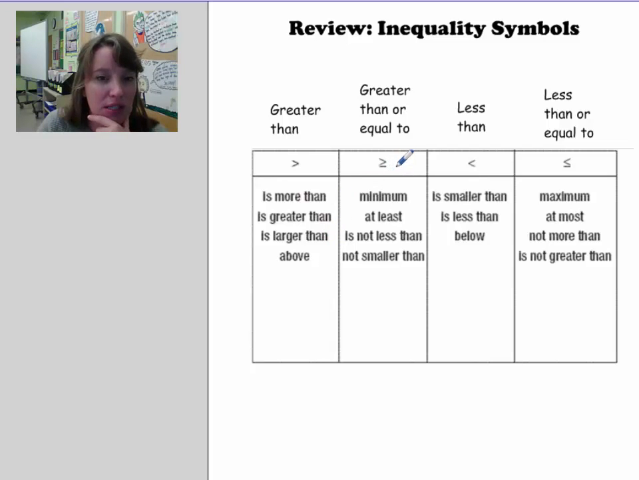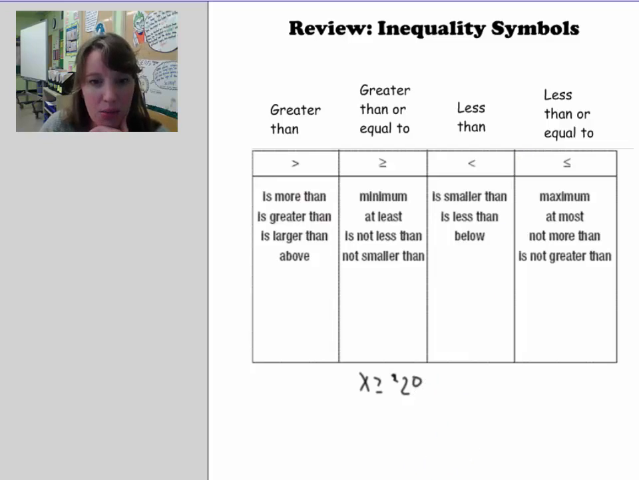This right here is the greater than or equal to symbol. Some words that would translate would be minimum, at least, is not less than, no smaller than. So for instance, if you say the minimum price for an object, you'd say X has to be greater than or equal to, let's say, $20. So the smallest it's ever going to get is $20 because X is greater than or equal to $20, but it's no less than $20.